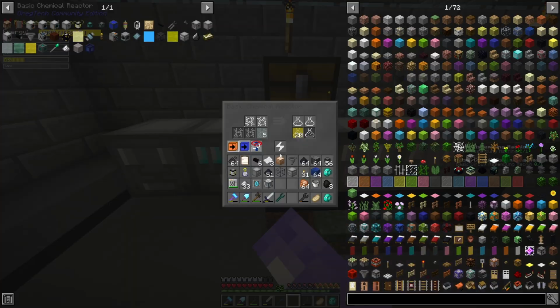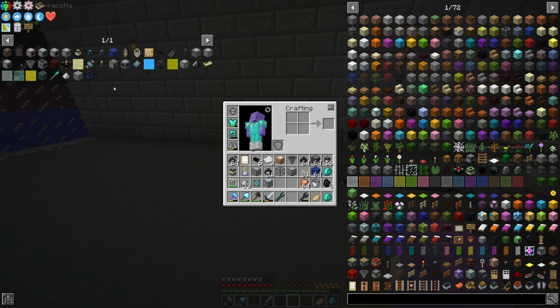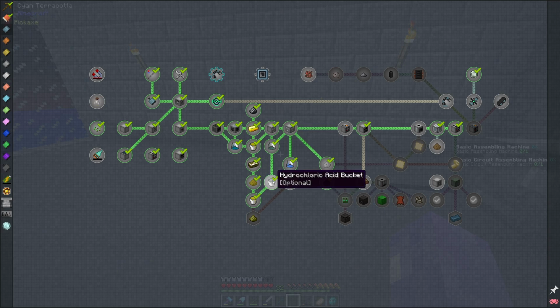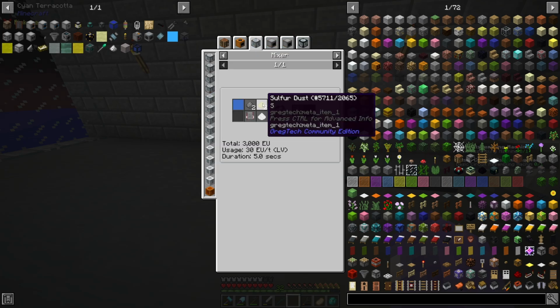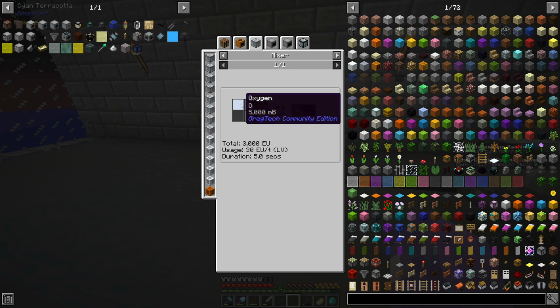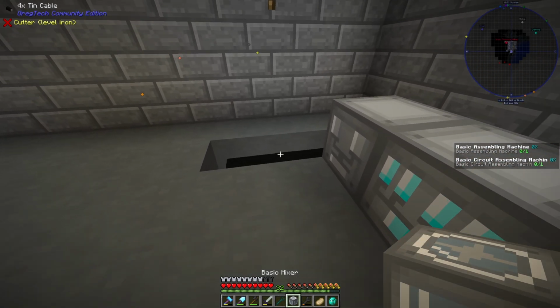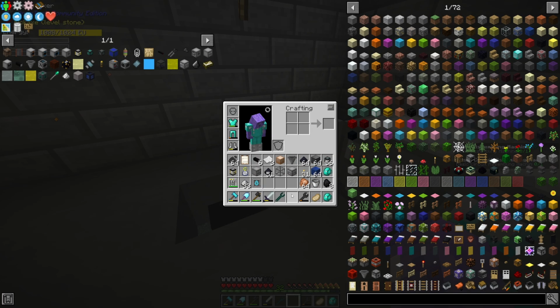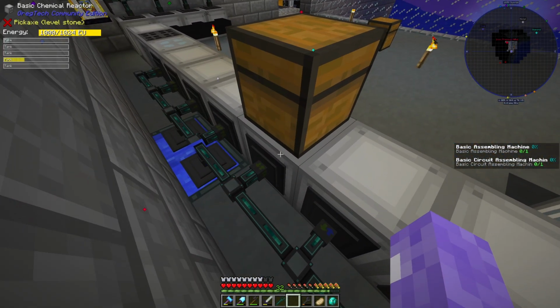But now that we have, I guess, the chloroauric acid, we need the potassium metabisulfate. That's the next step. So we need the potassium metabisulfate, which we get in the mixer with sulfur, potassium, and even more oxygen. So that is not very efficient with our oxygen. We're going to need to figure that out for sure. But we can put the mixer down at least and kind of see. So mixer will go here. The chloroauric acid will have to be output.